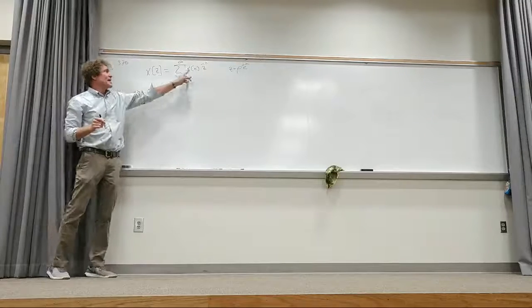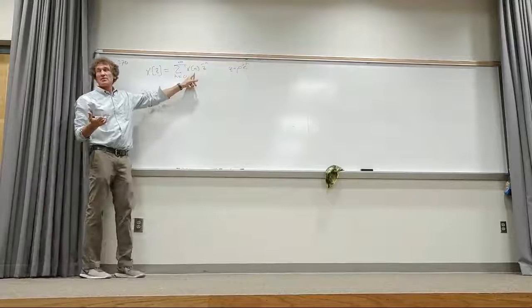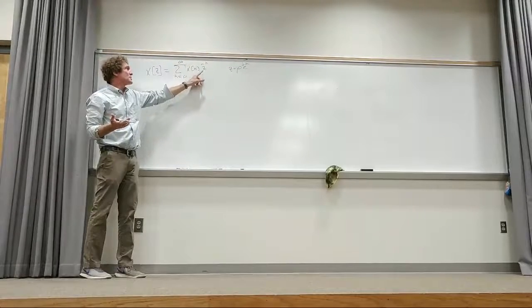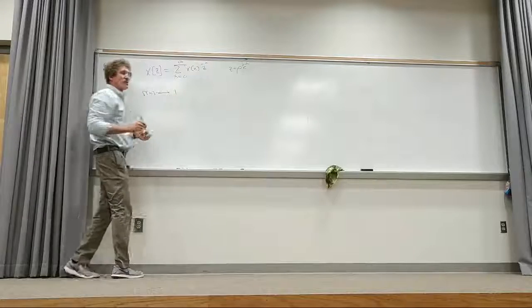If I put delta n in here, where does it turn on? N equals 0, right? What is z to the 0? 1. I think everybody saw that coming.